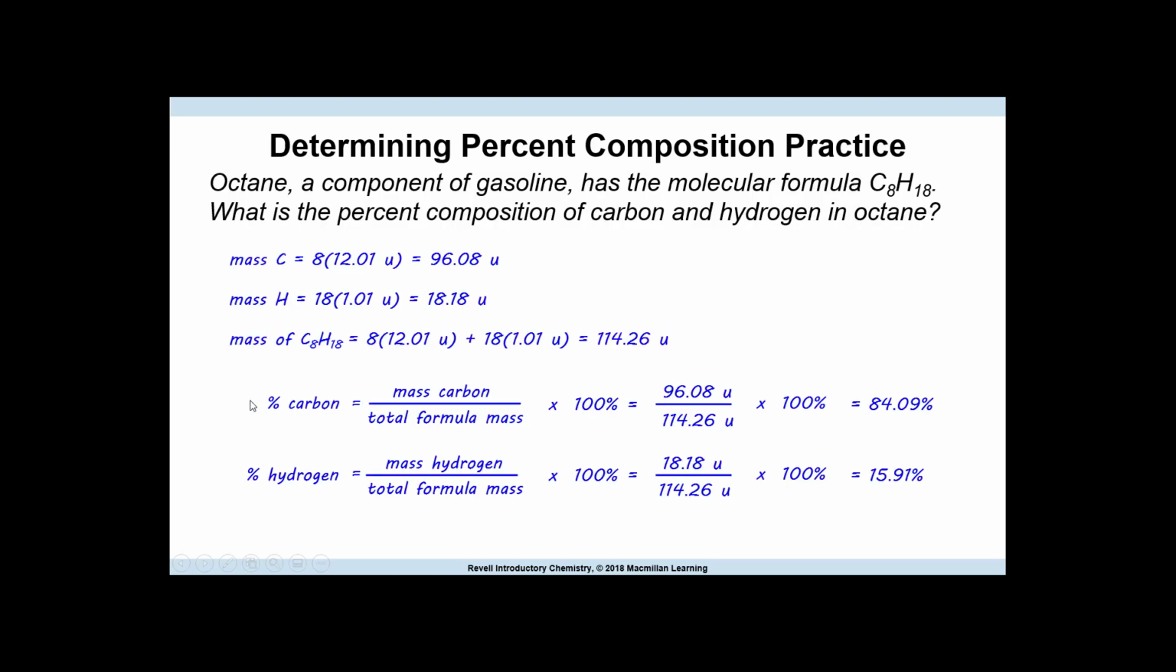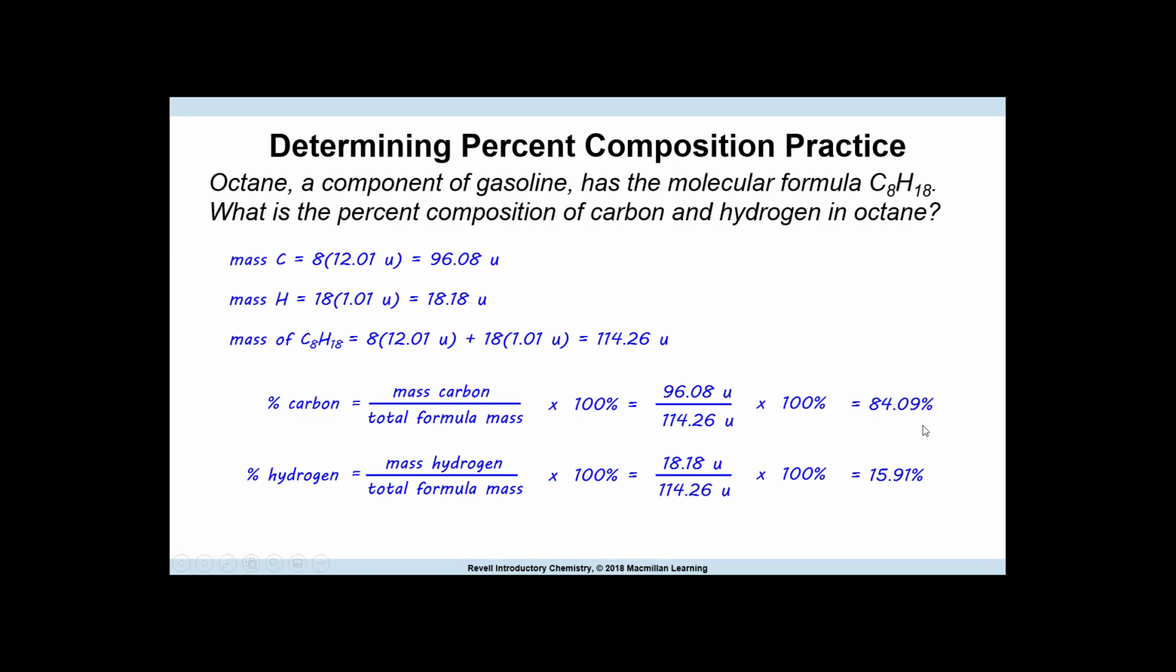So in this case, we're going to take the percent of carbon: the mass of carbon over the total formula mass, always times 100, and sig figs still count. From the minute you learn sig figs, all the rules still apply. So in this case, we have 96.08 over 114.26 times 100. This gives us 84.09. So the percent of carbon in this compound is 84.09.